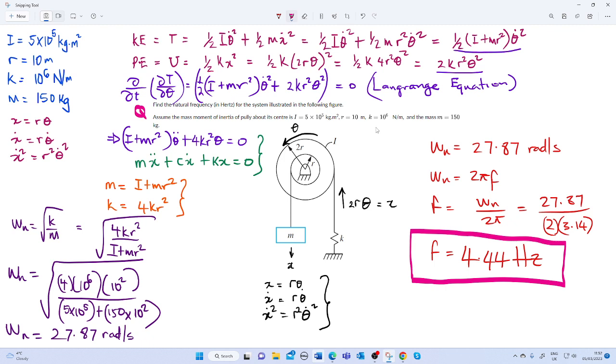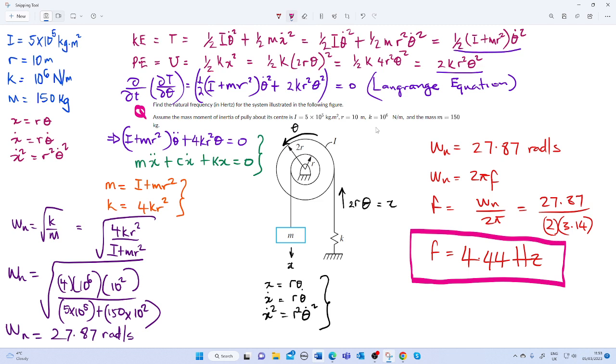Assume the mass moment of inertia of the pulley about the center equals I, 5 times 10 raised to the power 5 kilogram per meter square, and the R, the radius of the pulley, is 10 meter, and the K equals 10 raised to the power 6 Newton per meter, and the mass M suspended on the pulley equals 150 kilogram.